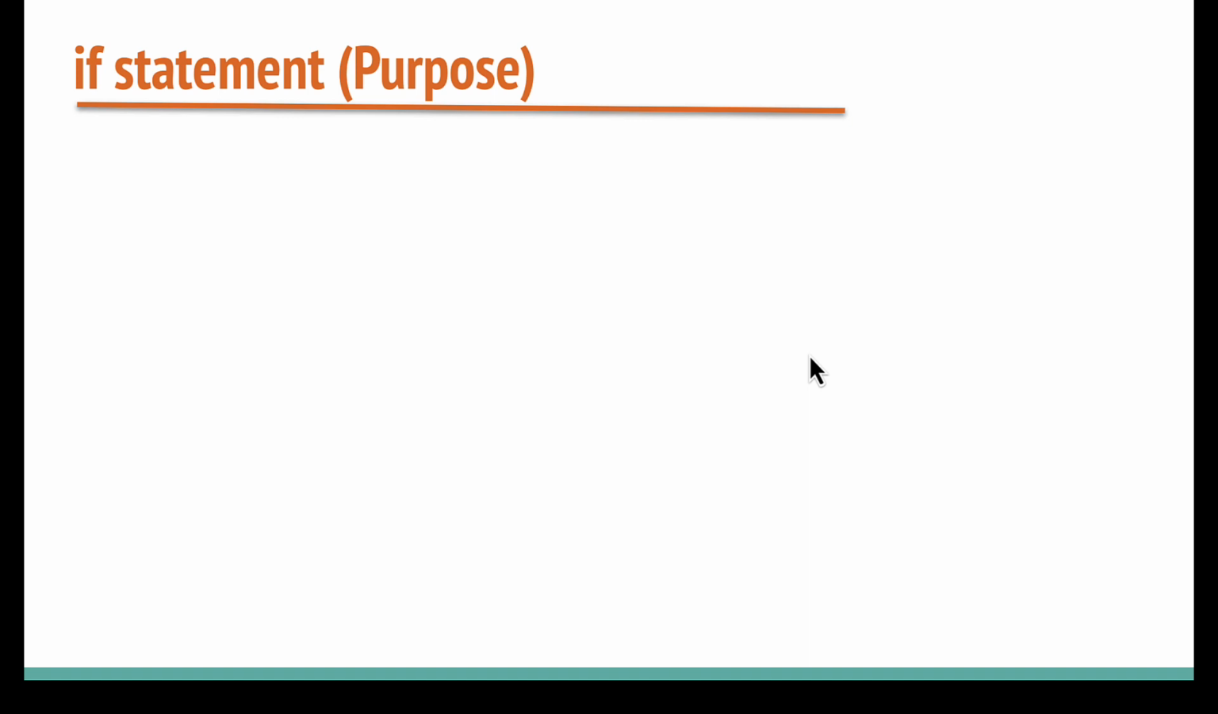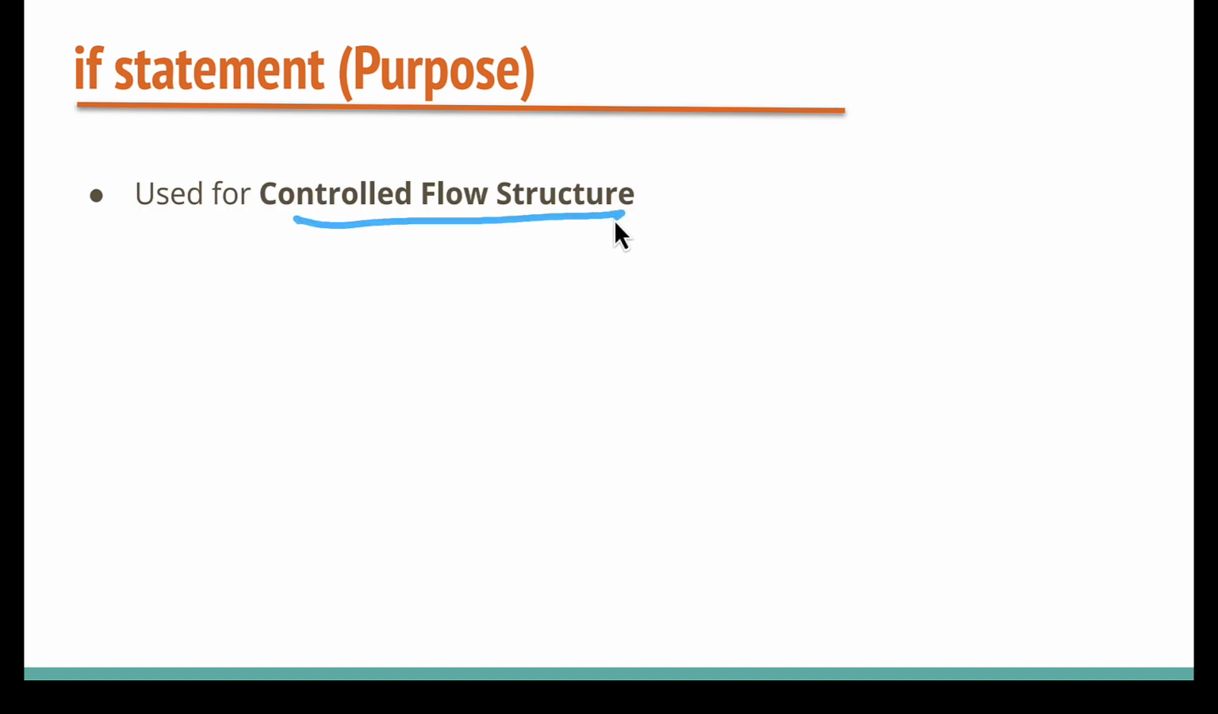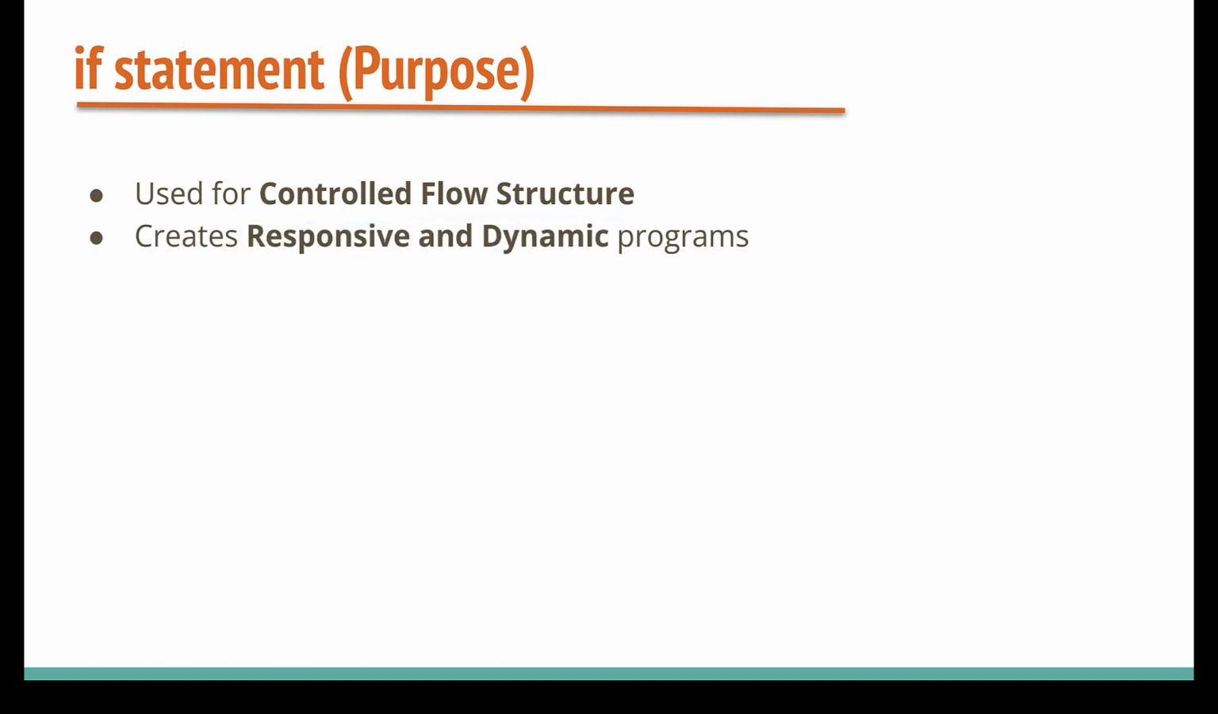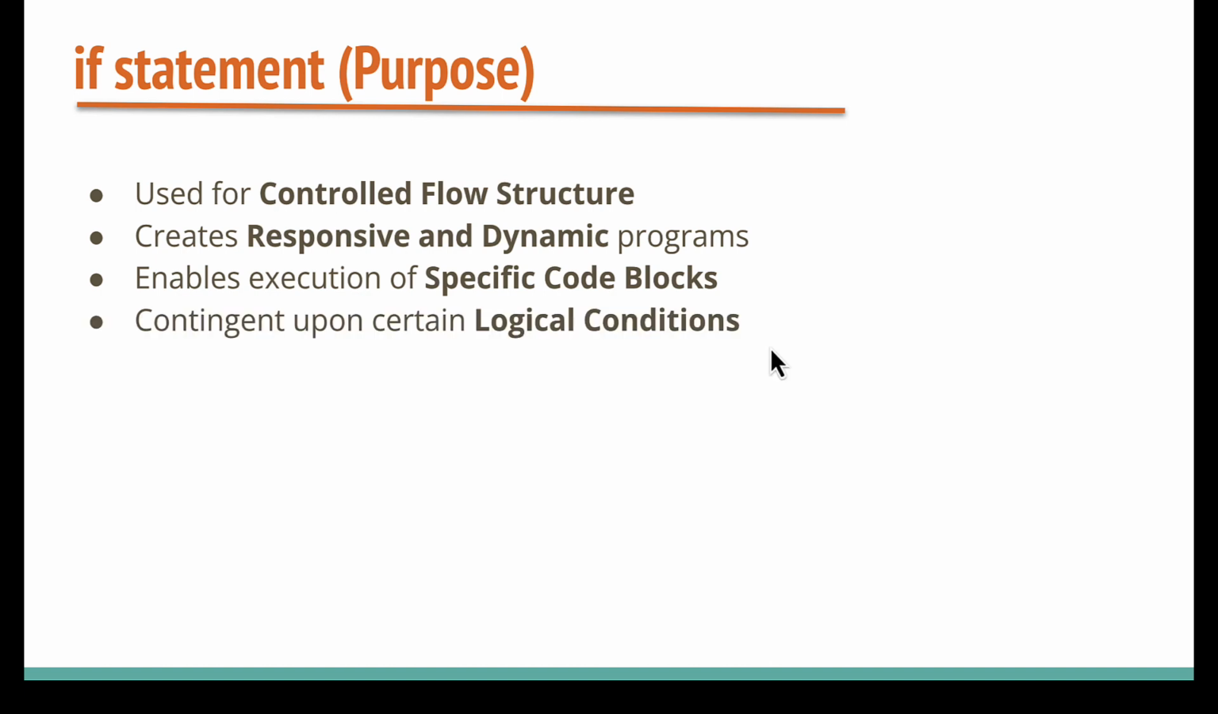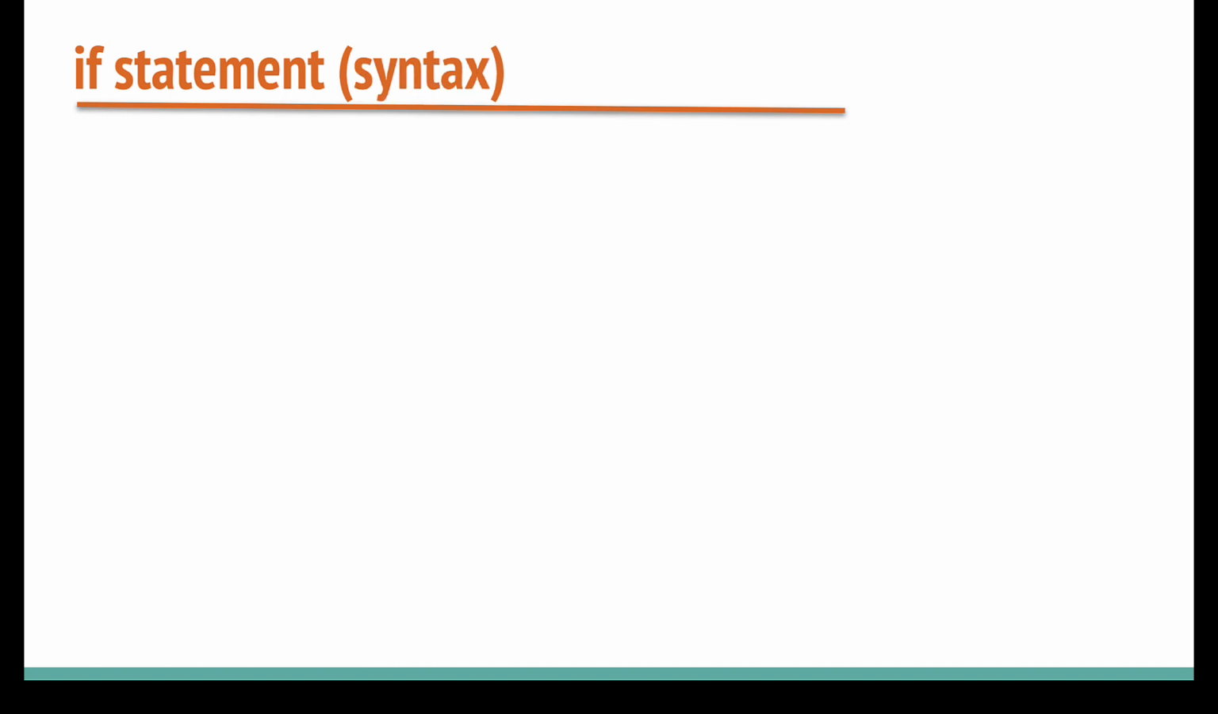So the if statement's purpose is this. It's going to be, again, utilized for flow control, and it's going to be setting up for a responsive and dynamic design in your program. So we'll take a look at how that works. It enables us to run a specific block of code if a certain condition has been met. So clearly it's going to be made up of certain logical conditions. Depending on the evaluation of the condition, the block of code is going to be executed.